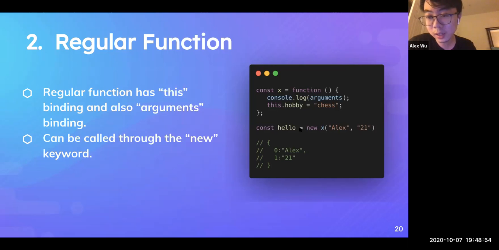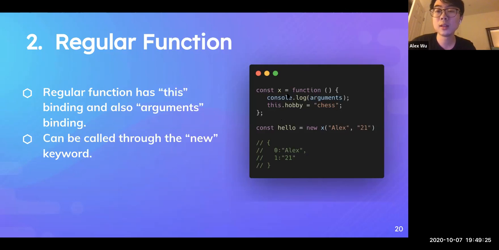And so as you can see, if we call this function x, it will console.log all the arguments here. And this is the value within the arguments keyword. The arguments keyword is also an object, specifying that the zeroth argument is Alex, and the first argument is 21. It essentially corresponds to the arguments here.